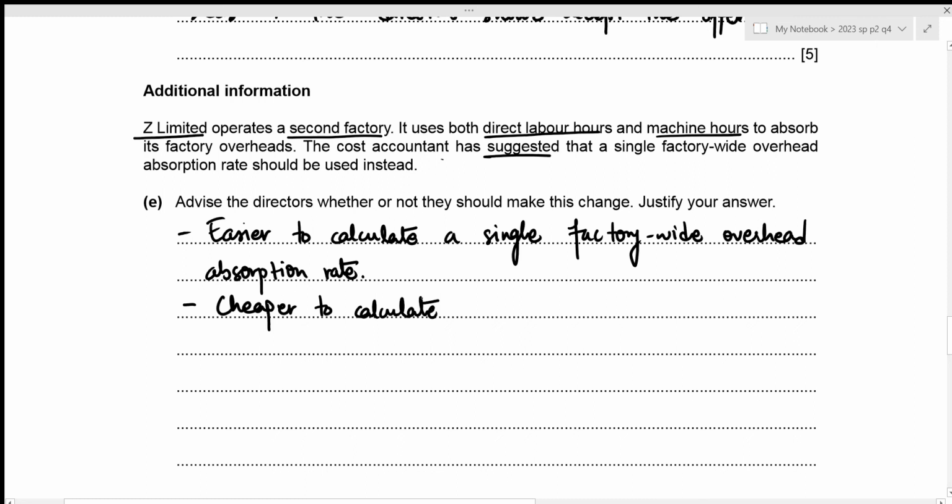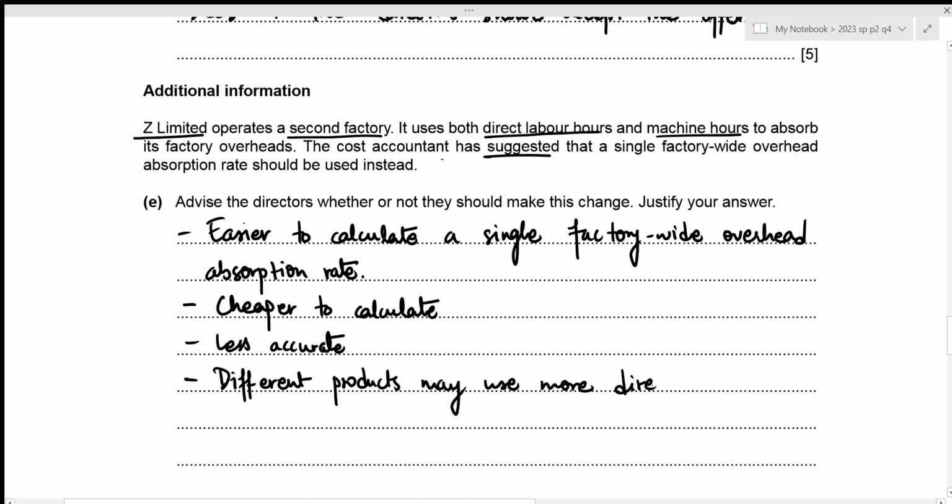But we know that calculating a single factory-wide overhead absorption rate would also be less accurate. And this won't be wise because different products may use more direct labor hours than machine hours. Let's write it down. Different products may use more direct labor hours than machine hours.